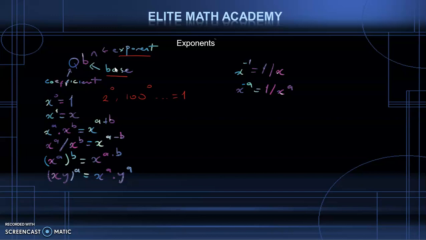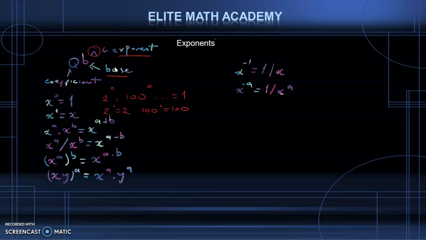The next thing to look at is any number with an exponent of 1, which will be the same value. 2 to the power 1 will be 2 and 100 to the power 1 will be 100 also.